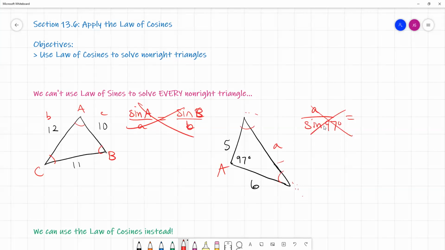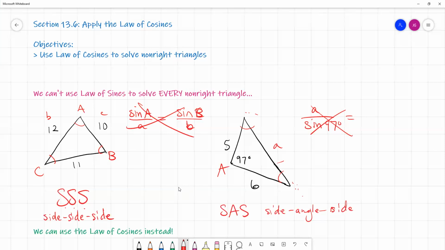And there's actually a name for these cases. Notice how in this one we are given all three sides. So that's the side-side-side case. And then the side-angle-side case, with the two sides and the angle right in between. We cannot solve that using the law of sines.